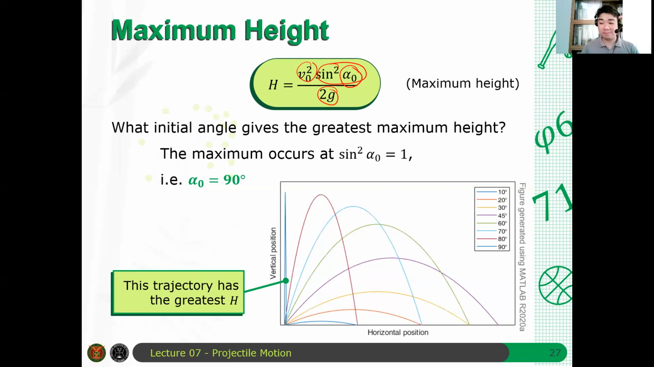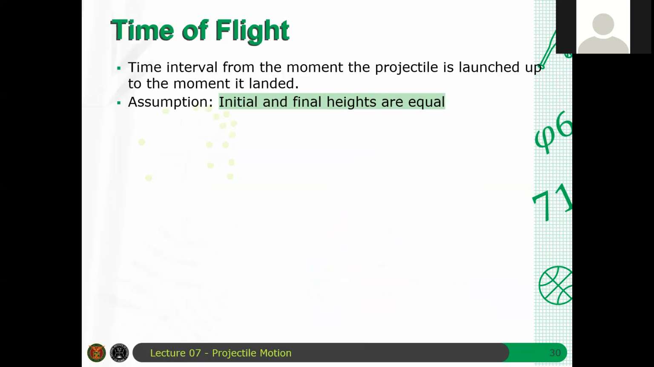Okay? Questions? None po. None. Okay. Now, okay, what about the time of flight? What about the time of flight? The time of flight, as I said, is the time for the particle to be in air.